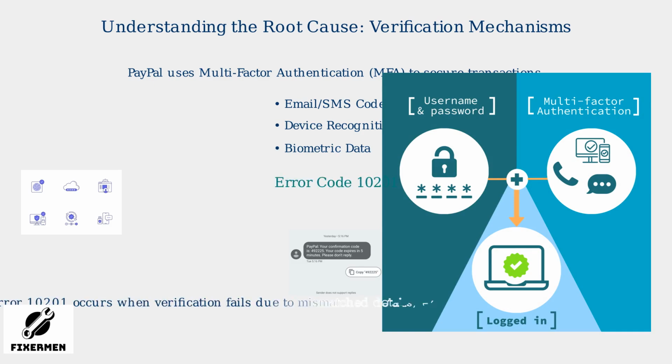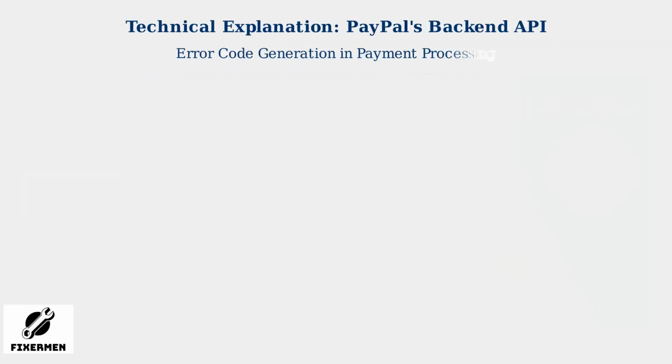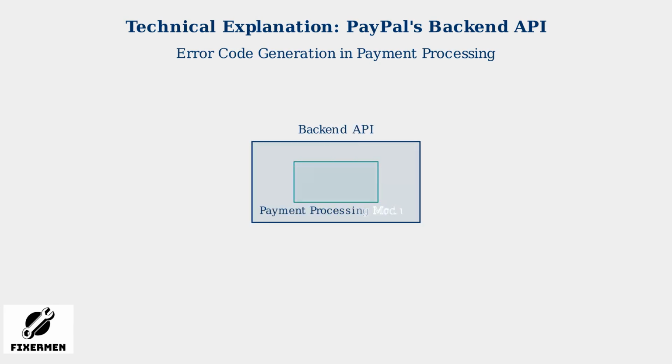Error code 1del201 appears when these verification steps fail. This can happen due to mismatched account details, expired verification sessions, or when the system flags suspicious activity. PayPal's error code 1del201 is generated by the company's backend API, specifically within the payment processing module. This module handles all transaction verifications and security checks.